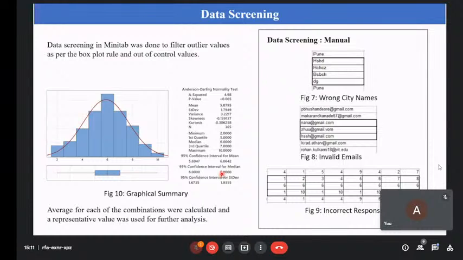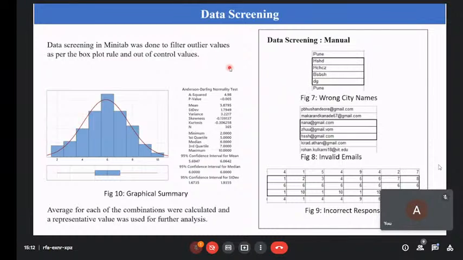Janak, have you used any software tool like SPSS or something? We used Minitab, Minitab 19. So the first step was data screening, because it was a survey based study. There were bound to be a lot of false entries, so the first stage was manual data screening, where we manually identified the wrong entries, and the second stage was where we statistically tried to filter out the data using box plot and control chart. That was also done in Minitab.